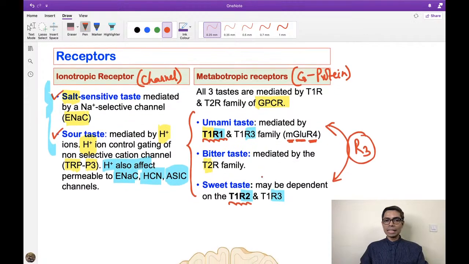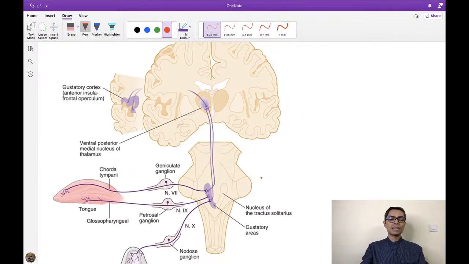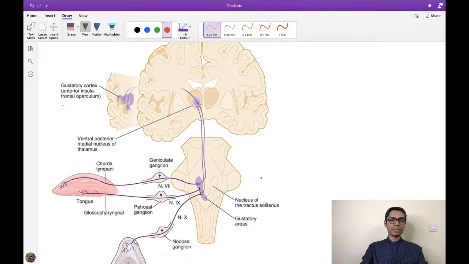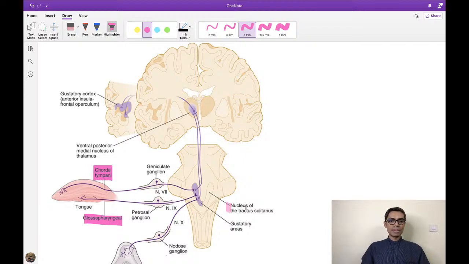Now after this only one thing is remaining, the pathway for taste sensation from the surface of the tongue. This is not very difficult because no one is going to ask you questions from here, but we have already discussed a little bit that the chorda tympani branch of the facial nerve from the anterior two-thirds and the glossopharyngeal nerve from the posterior one-third of the tongue, all of them reach the nucleus tractus solitarius. From there another neuron originates and reaches the thalamus.